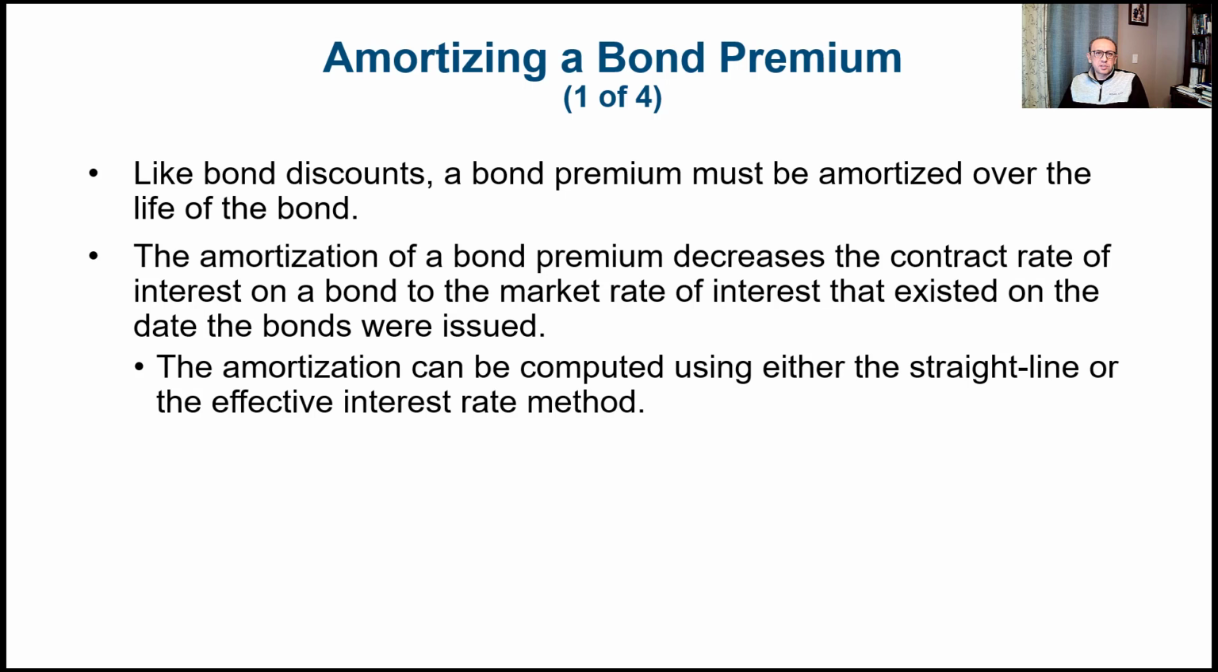So now let's talk about the amortization of the bond premium. Like bond discounts, a bond premium must be amortized over the life of the bond. The amortization of the bond premium decreases the contract rate of interest on a bond to the market rate of interest that existed on the date the bonds were issued. The amortization can be computed using, again, either the straight line method or the effective interest rate method. But as I said before, for the sake of this chapter, we're going to focus only on the straight line. For those interested to learn more about the effective interest rate method, there's a good discussion in the appendix of this chapter, but I'm not really covering it in this video.